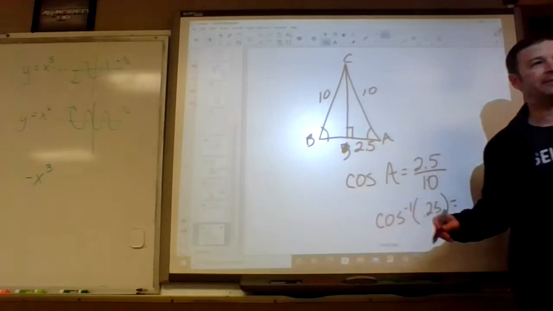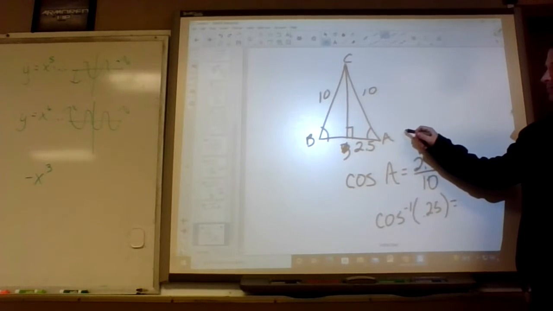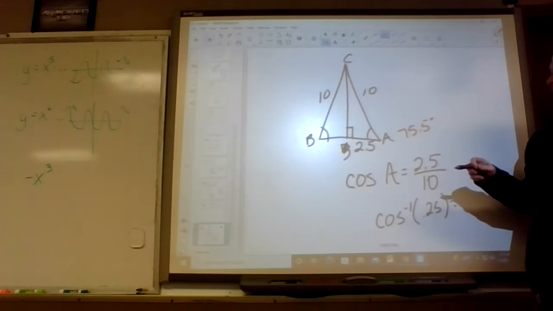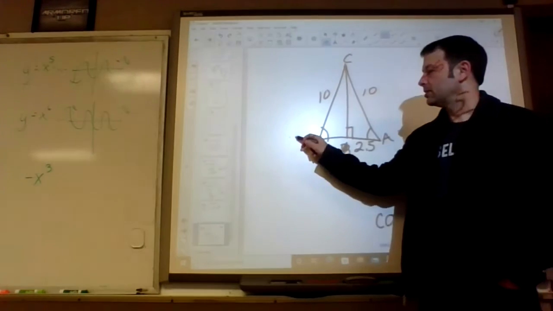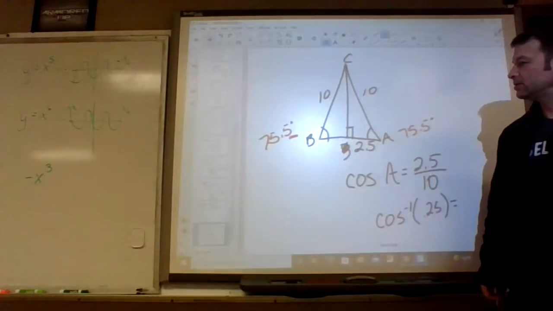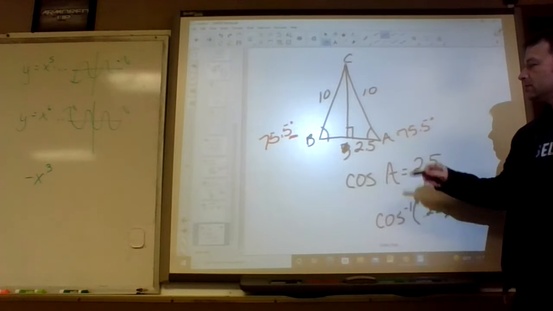Alright, what did you guys get? 75.5. That's what I got. Okay, we have to find all the angles, so what's the easiest way to do this? Angle A is 75.5 and angle B is 75.5. And then 180 minus both of those.